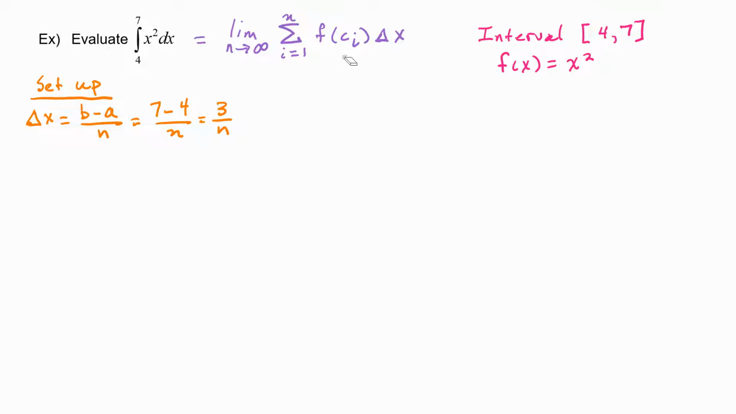Next, we need to find c sub i, and we know that we can use the simpler format of the right endpoint, which is a plus i delta x. So that's equal to 4 plus i times delta x, 3 over n. So we can write this as 4 plus 3i over n. Now we have to find f of c sub i.